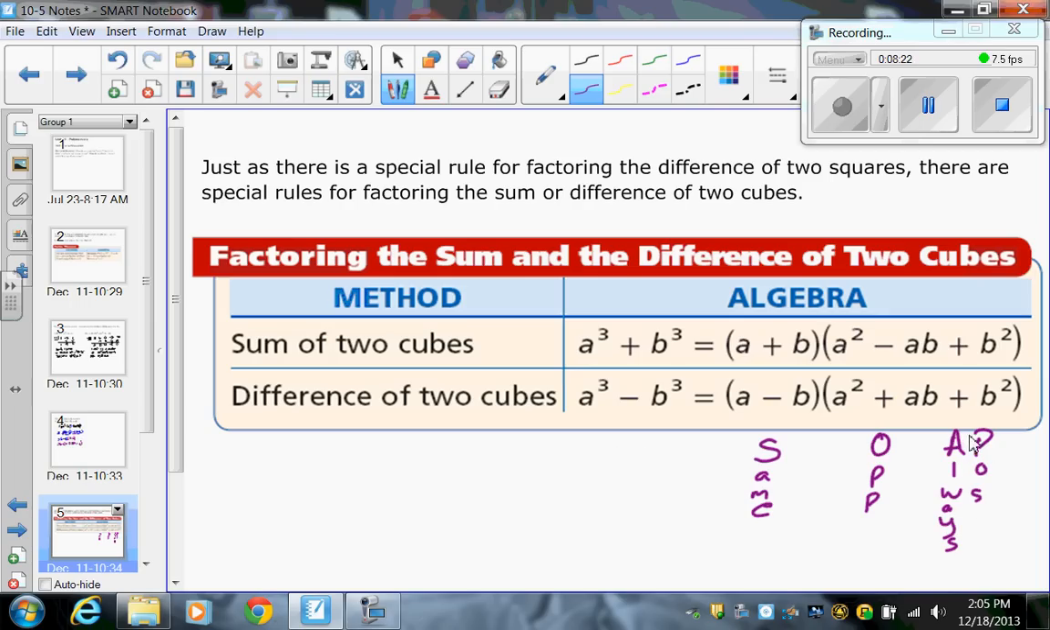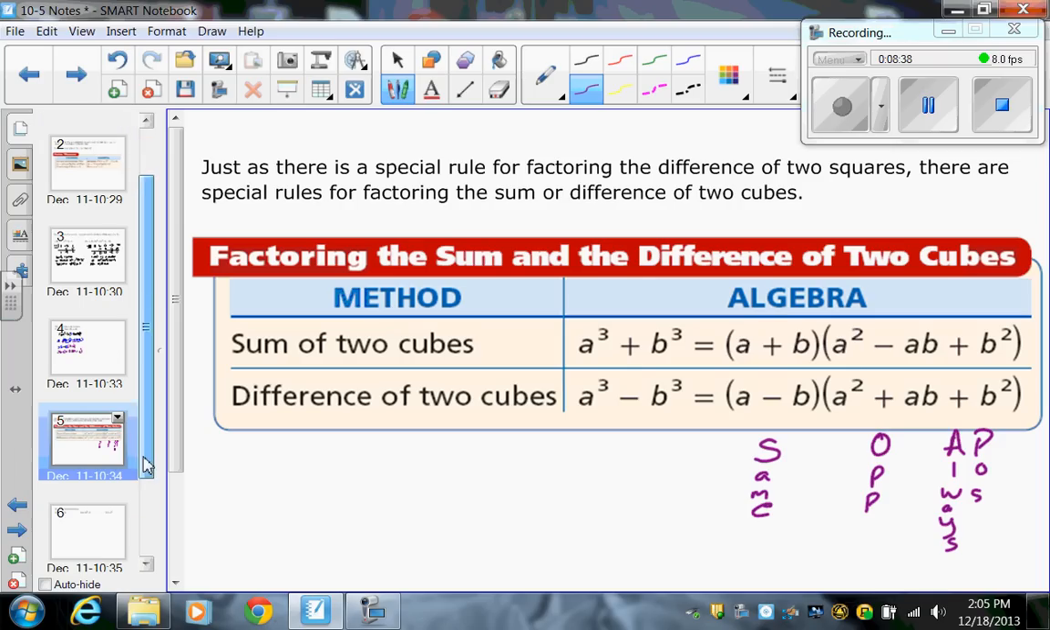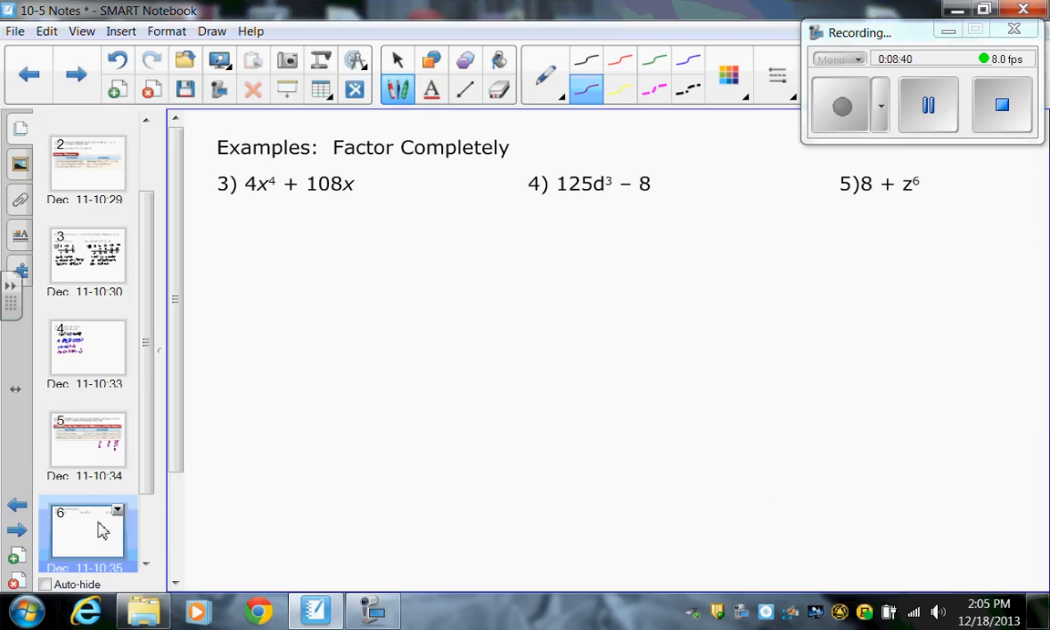So if you remember SOAP, and that's the term you'll probably hear if you're in my class, you'll hear me say it, or Miss Brigman's class, she'll probably say it as well. So SOAP is an easy way to remember what the signs are supposed to be. Now let's put this into use so you can actually see what it looks like.